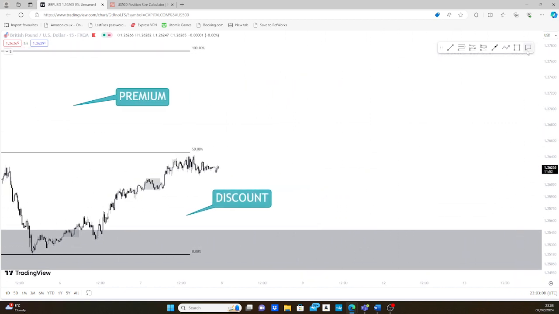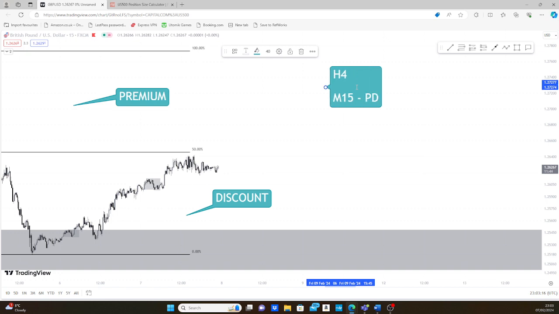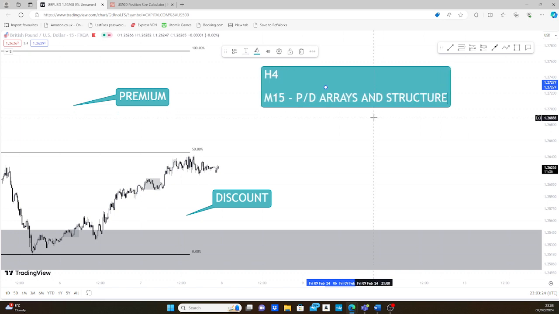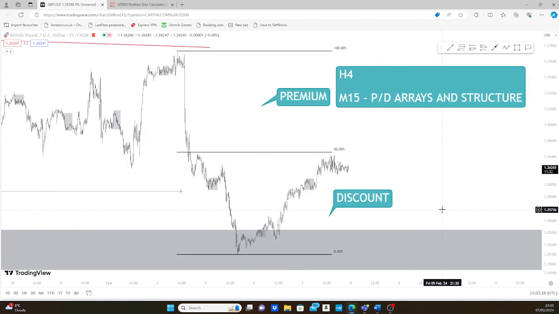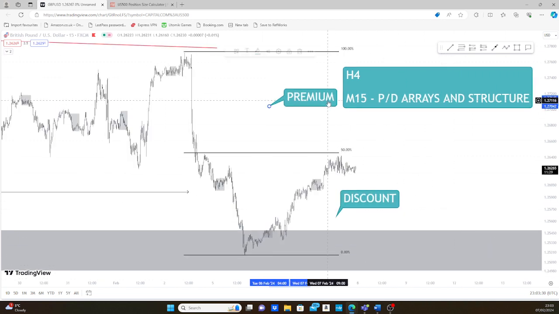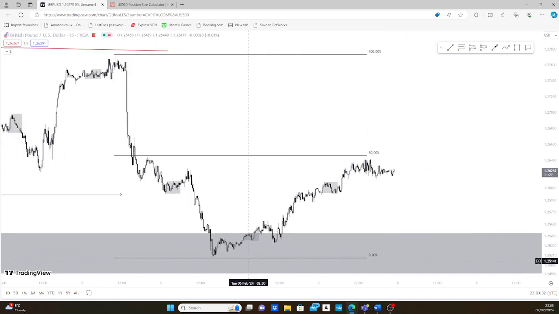So we've gone from the 4-hour time frame, which we've just done, and now we go to the M15 time frame. Okay, so the M15 time frame, PD arrays, again, very important. PD arrays and structure. Two of the things we use on the 15-minute time frame to get us involved in trades or to keep us away from trades. Okay, here's a quick example of what I mean.